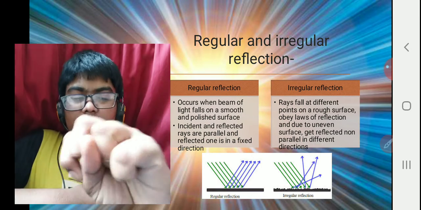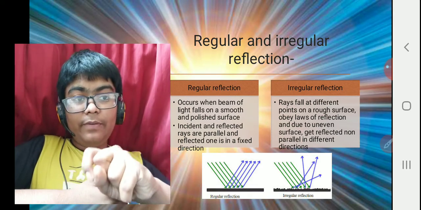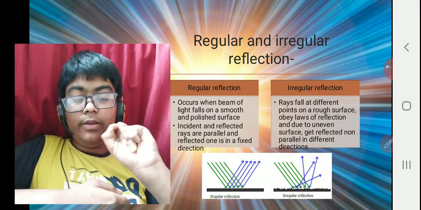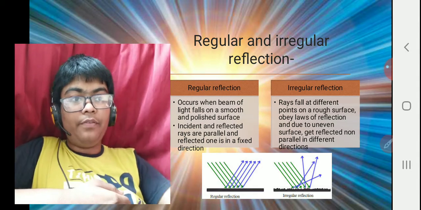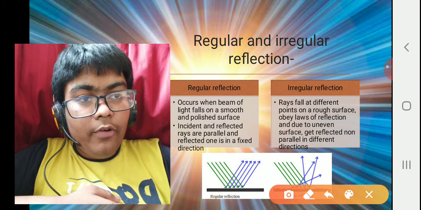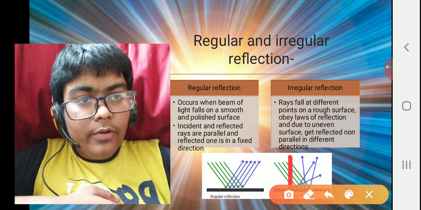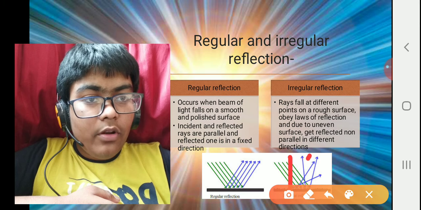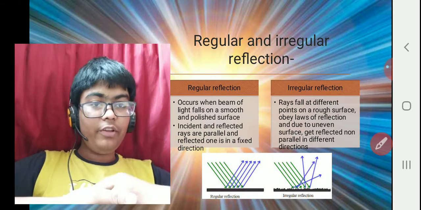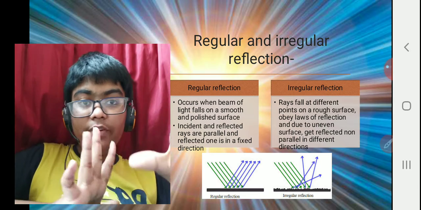But irregular reflection, or diffuse reflection as we call it, again obeys the laws of reflection, but the normal changes because the points on the surface are rough. Therefore, for this ray, the normal is going to be this, and therefore it is moving like that. For this ray, the normal is like this at that point. So therefore, the reflected ray moves like that in the angle of reflection. Therefore, in irregular reflection, the rays move in different directions.